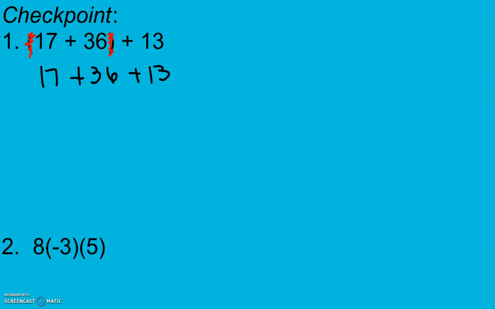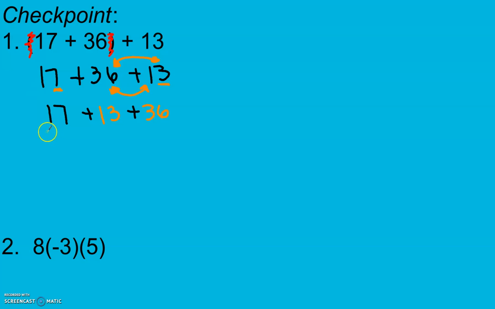Now, if I move my 13 and my 36, I know that my ones digit, 3 and 7, are going to add up to a 0, and that's going to be a whole lot easier to add. So I'm just going to rewrite it with those two swapped. I'm going to move the 13 and the 36. I didn't change where my 17 was. I didn't change that I'm adding. All I moved was the 13 and the 36.